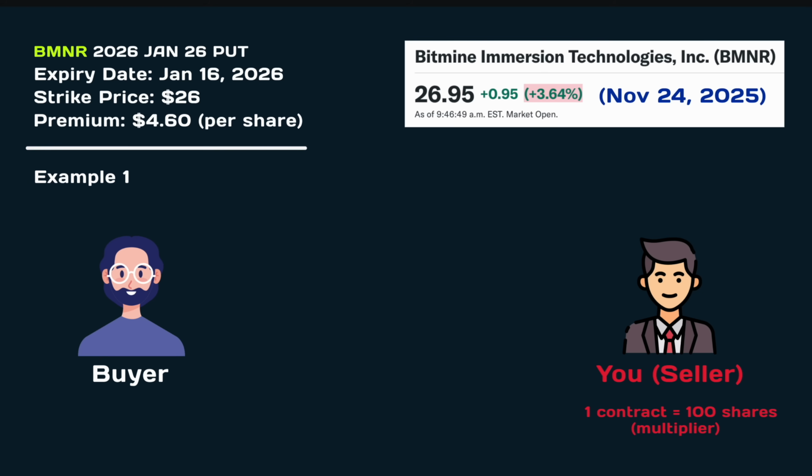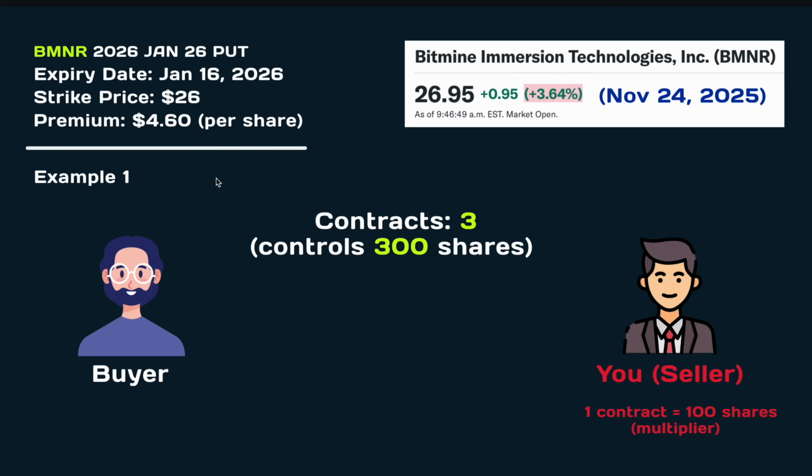So continuing on with this example over here, BMNR is trading around roughly $26.95 on November 24th, 2025. This buyer over here wants to buy some options from you. And the options we've alluded to earlier have a strike price of $26, a premium of $4.60, and an expiry date in 40 something days. So you'll notice over here, the buyer decides to buy 3 contracts from you. Because of the option multiplier, that represents 300 shares.